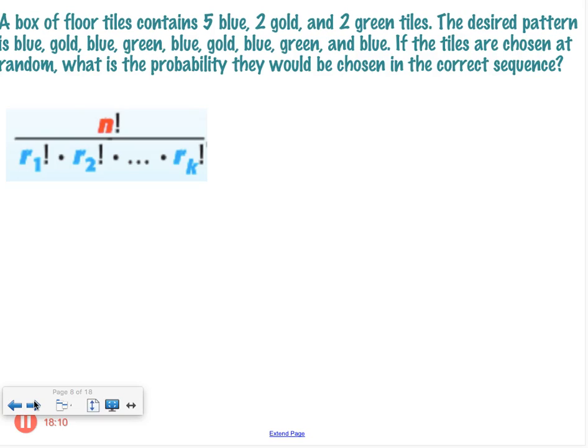Permutation with repetition. And it's 9 total over. The pattern is all 9. Blue, gold, blue, green, blue, gold. Okay, so it's like that. So we could do 9 over 3 times 3 and 5. Get rid of the 5. We have 9 times 8 times 7 times 6 over 2.